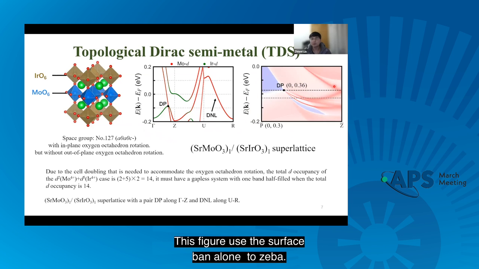This figure shows the surface band along P bar to Z bar. We can find there are two Fermi arcs emerging from the projection of one Dirac point, and they will terminate at the projection of the other Dirac point.